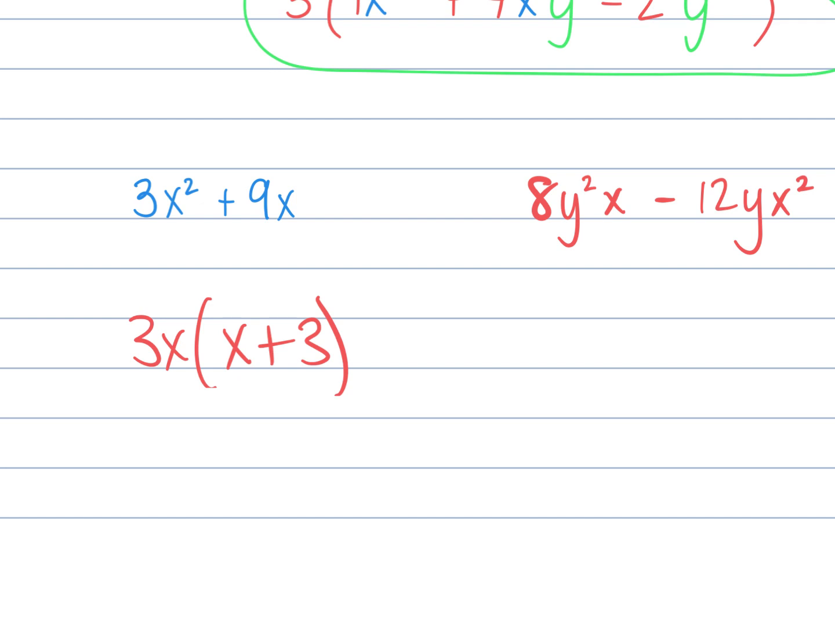See how the first one? 5, 4, 3, 2, and 1. Does anyone think they got the second one? Natalie? I got 4yx times 2y minus 3x.